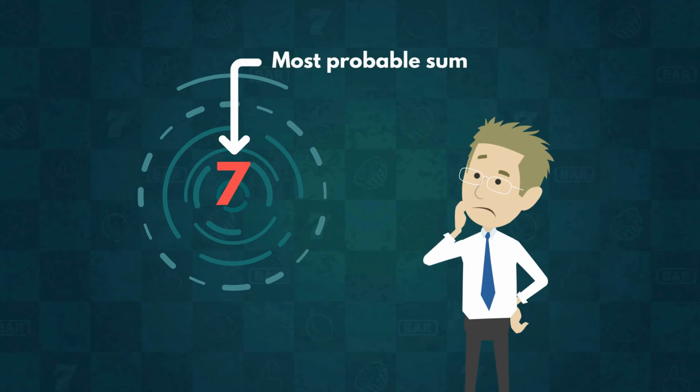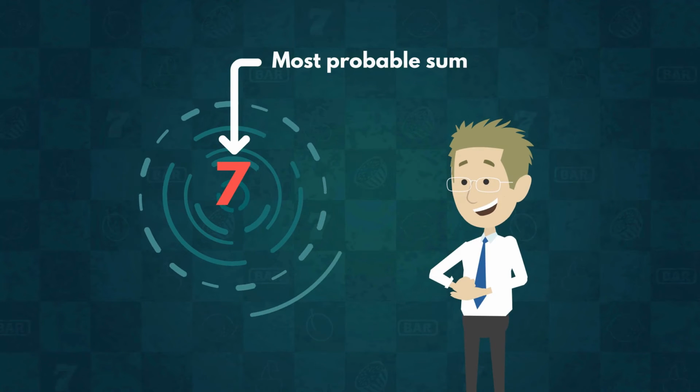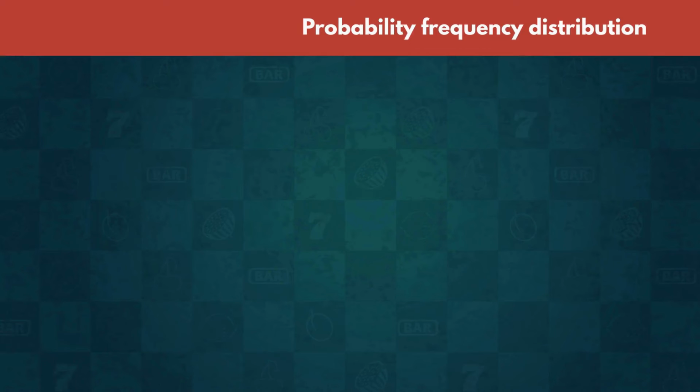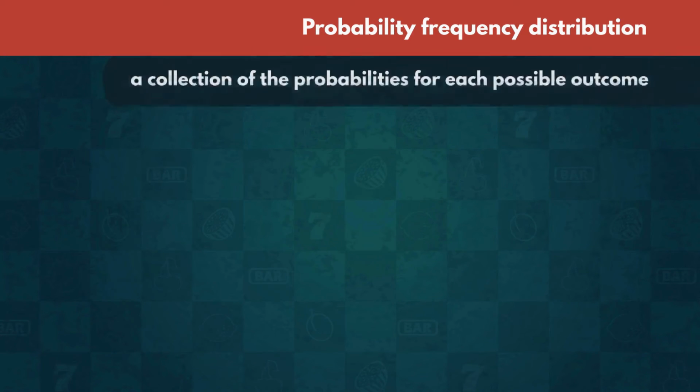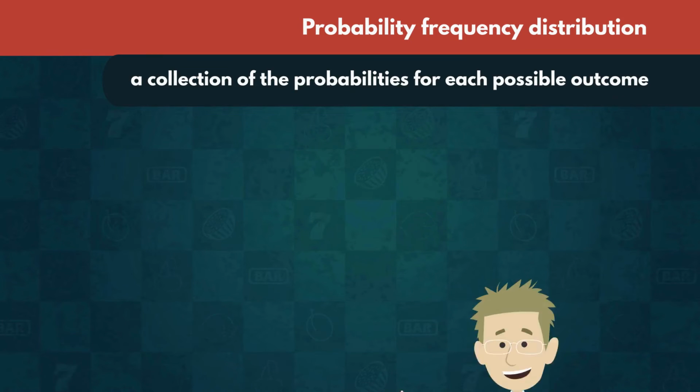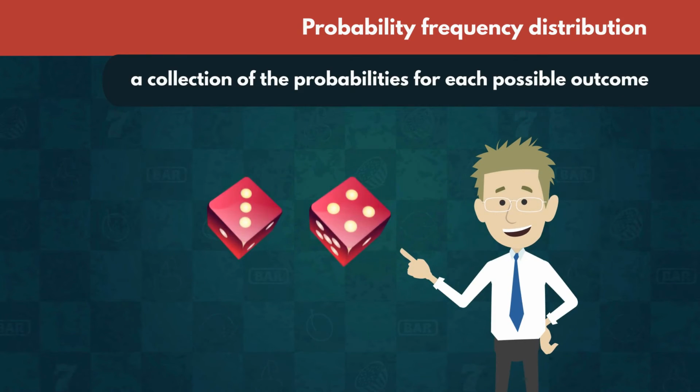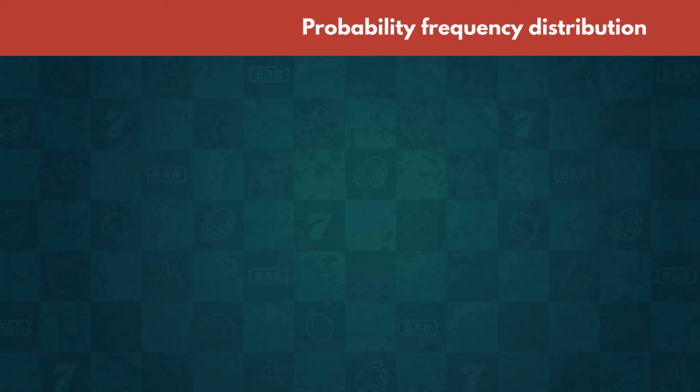What we can do is to create a probability frequency distribution. Simply put, a probability frequency distribution is a collection of the probabilities for each possible outcome. That's how I know that 7 was the most probable sum of 2 dice. Usually, it is expressed with a graph or a table. To understand what a probability frequency distribution looks like, we're going to construct one right now.